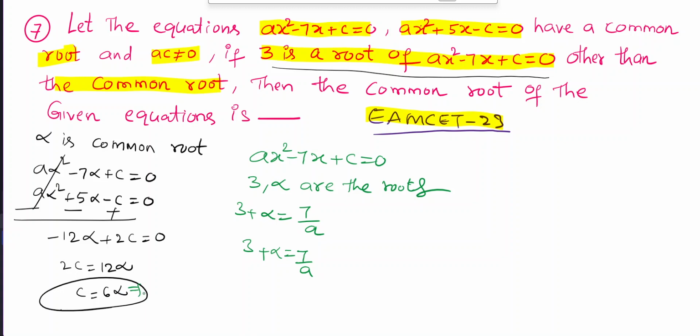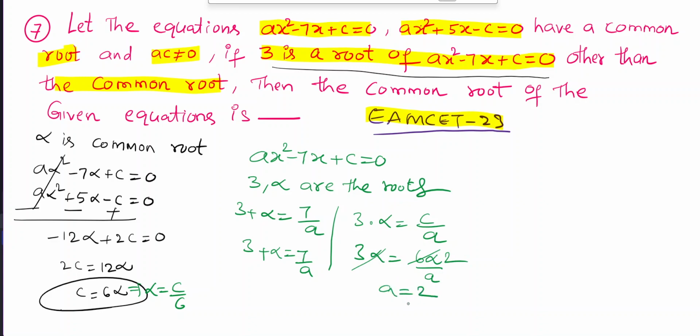Alpha is equal to c by 6. The product of the roots, that is 3 into alpha, is c by a. So 3 alpha is equal to, from this c value is 6 alpha, 6 alpha by a. 3 alpha, here 2 times cancel. So a is equal to 2.